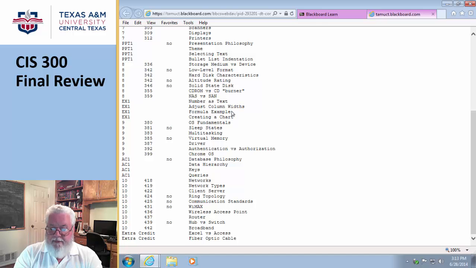OS fundamentals. Once again, philosophical. It's going to be, what is an operating system or what's not an operating system. Or I may give you an example and say, is this or is this not a valid example of an operating system? That kind of stuff.